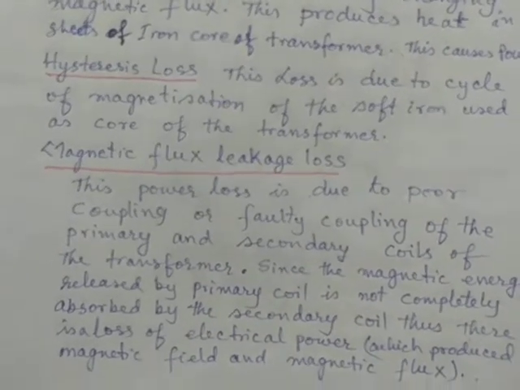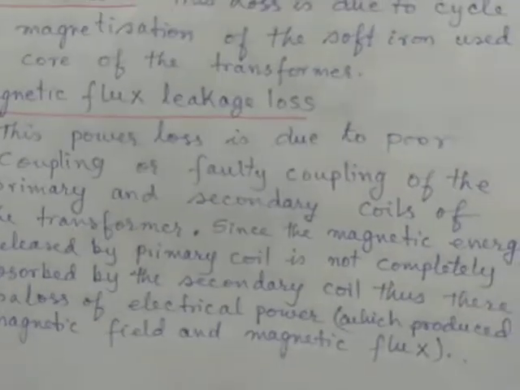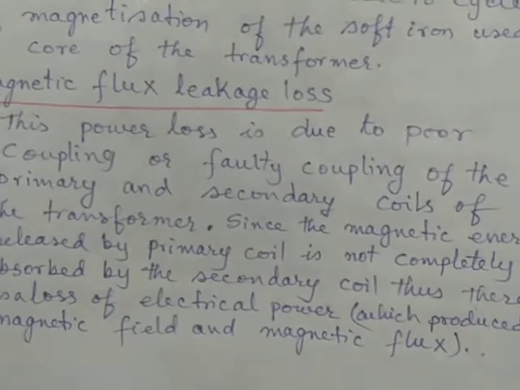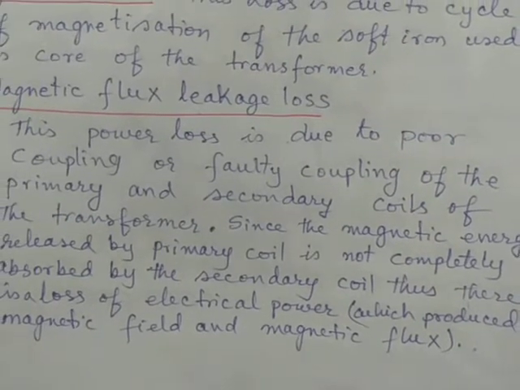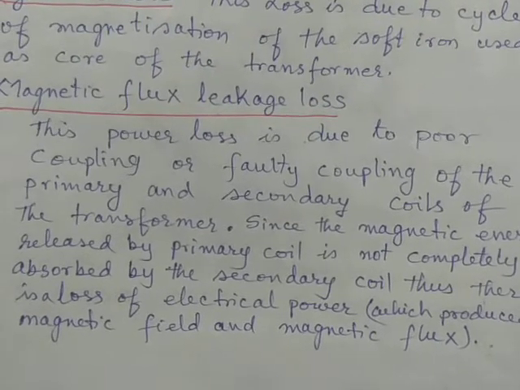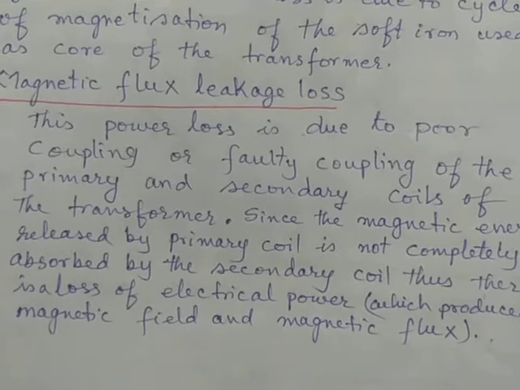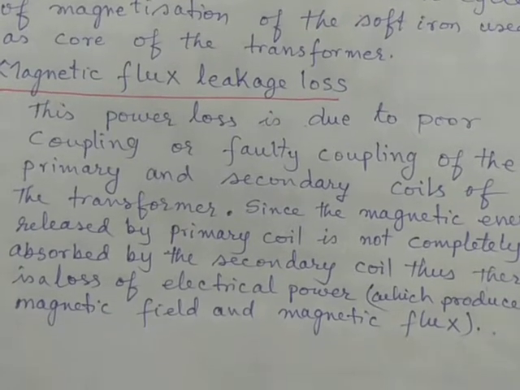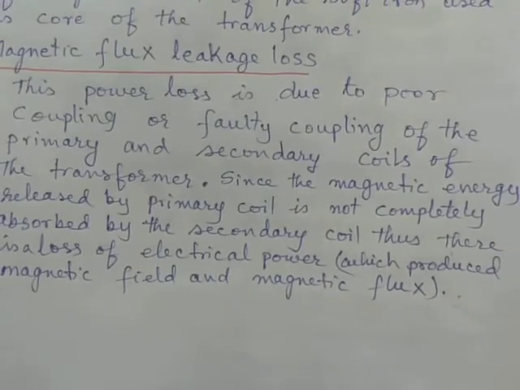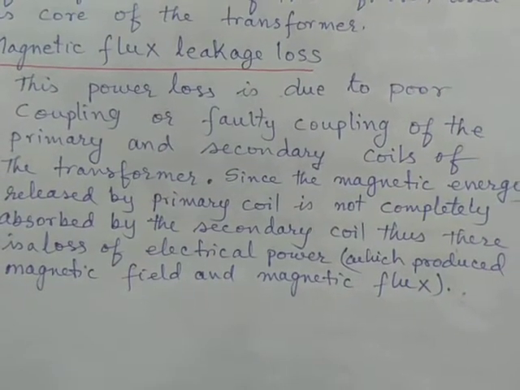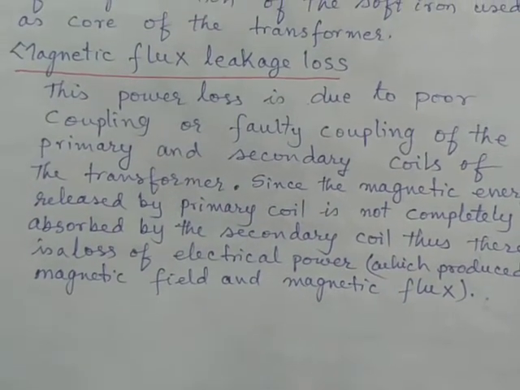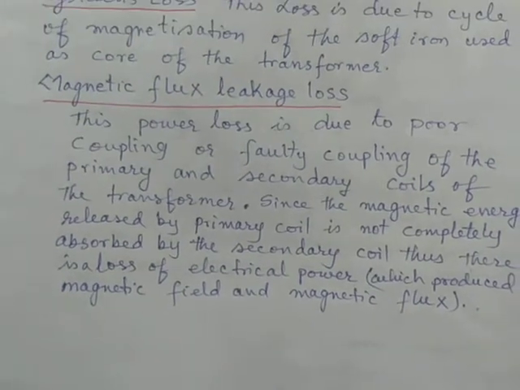And the fourth type of loss is called magnetic flux leakage loss. How does it happen? The two solenoids, primary coil and secondary coil, are coupled together, but the magnetic flux produced by the primary coil may not be completely, 100%, absorbed by the secondary coil of the transformer. As a consequence, there will be loss in production of output power, and so that is called magnetic flux leakage loss. These are the four main losses.